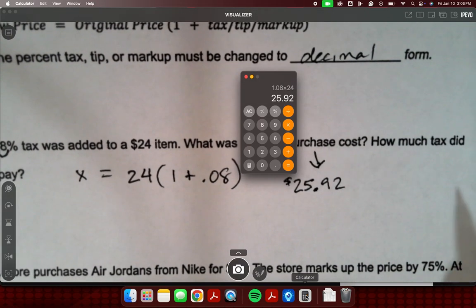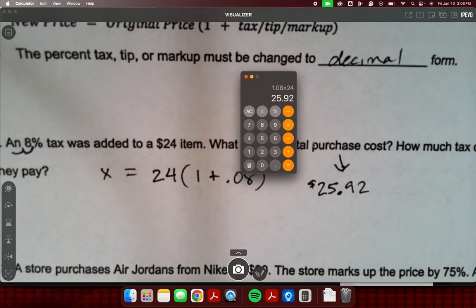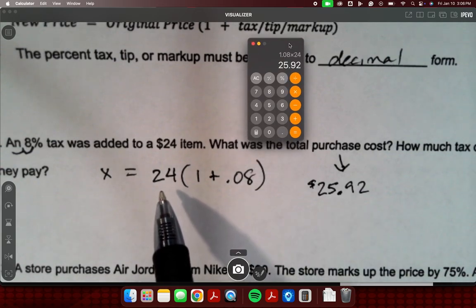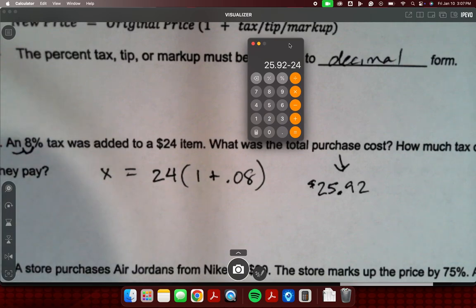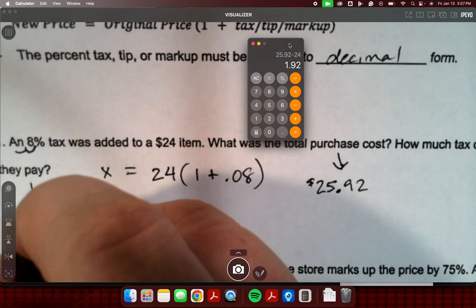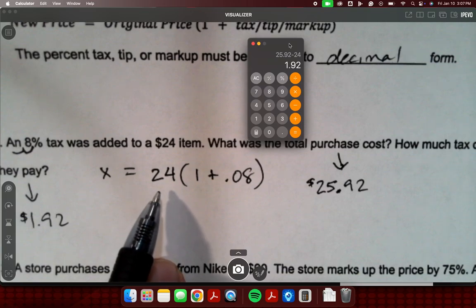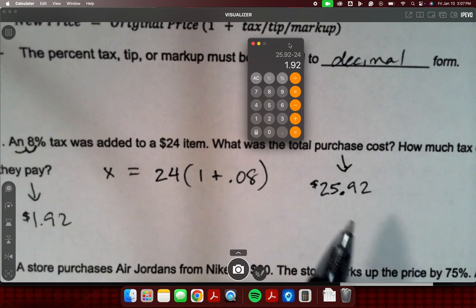Now they also ask how much tax did they pay. There's a couple ways you can figure that out. In my opinion, the simplest thing to do is just say, okay, if the original cost was $24 and the new cost was $25.92, if we just subtract those two from each other, then we'll know what tax was added on. So how much tax did they pay? That's $1.92. Which makes sense, because if it was $24 originally and you add $1.92 in tax, then our total is $25.92.